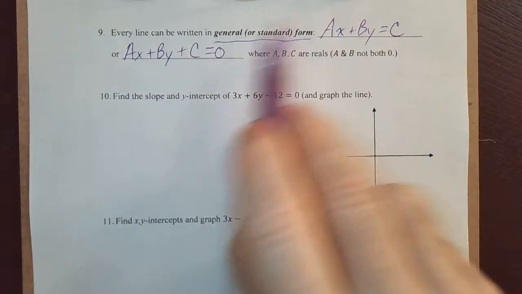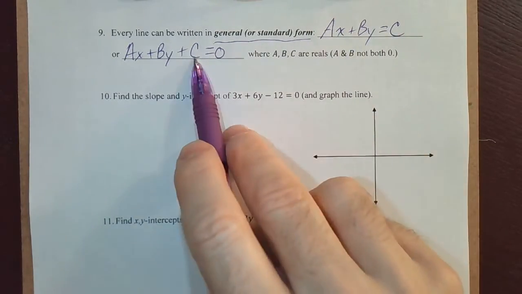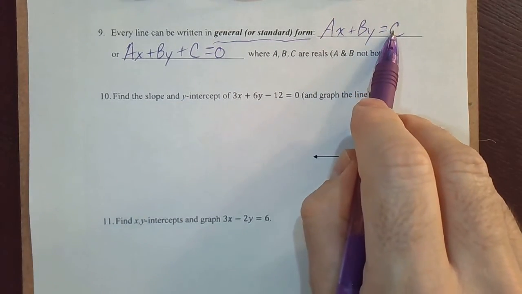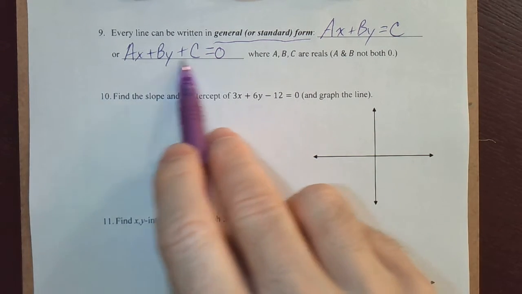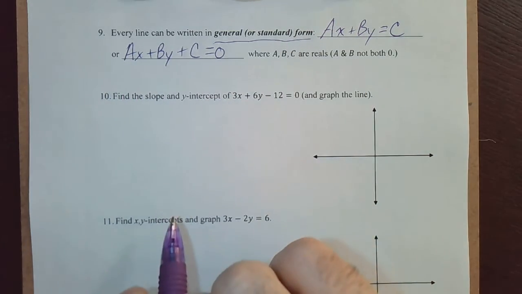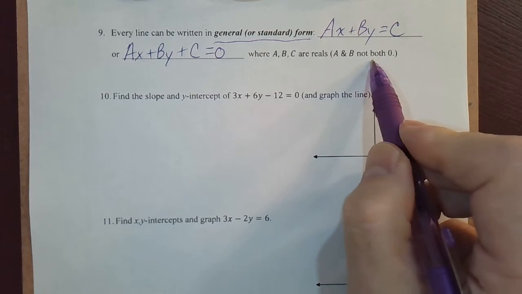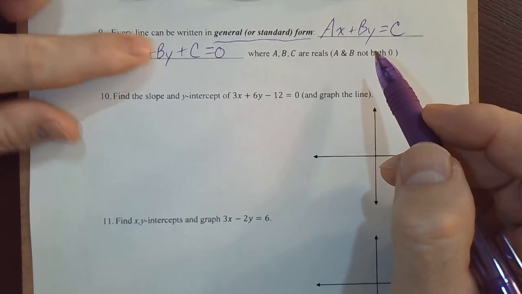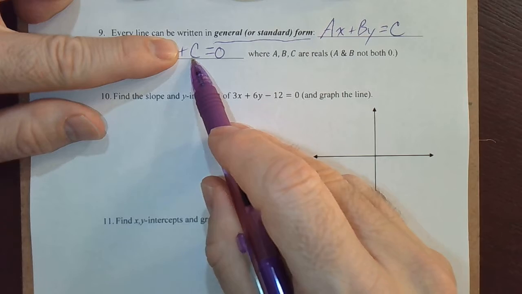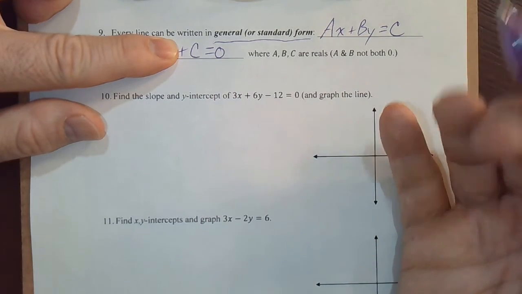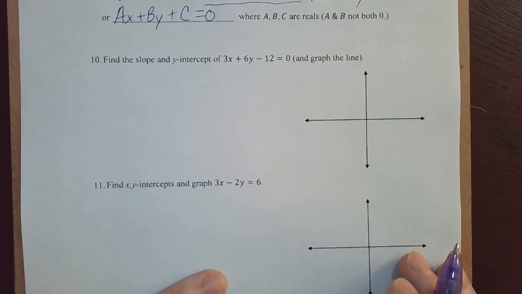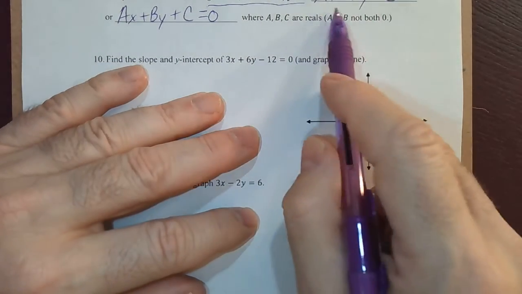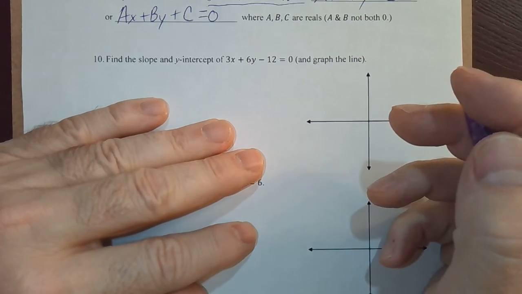So the constant term you can have on either side. And don't get hung up on the fact that I didn't subtract C from both sides and it should be a minus C here. This is just the form. A, B, and C can be any real numbers. Now note that A and B can't both be 0 because then you would have no variables whatsoever. And then this would force C to be 0, and you do not have the equation of a line in that case.